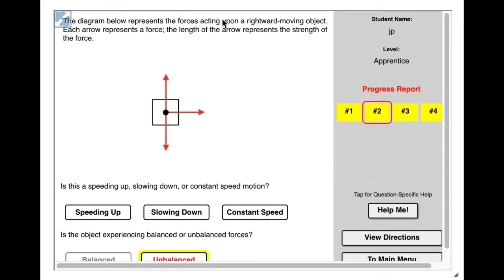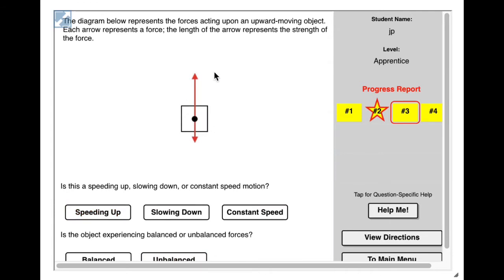Now, it says the object is moving to the right. Do you see that? So if you are moving right and being pulled to the right, this is a pull, right? Or push. So rightward motion plus a rightward force means you are speeding up.